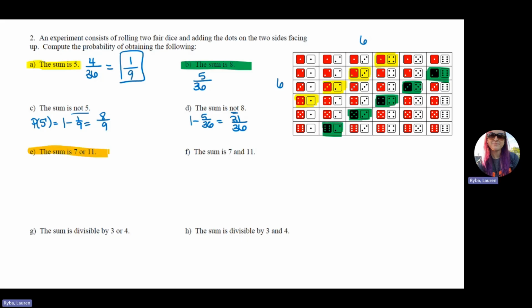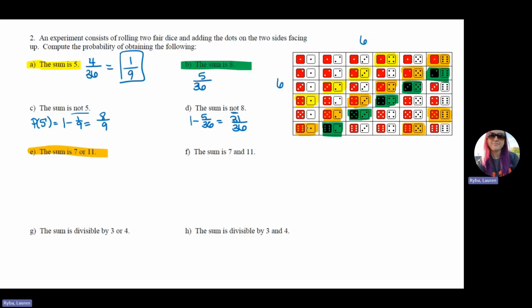The sum is 7 or 11. So or means I'm just going to add them all together. So here's my sums of 7. 6 and 1, 5 and 2, 4 and 3, 3 and 4, 2 and 5, 1 and 6. 11 is made with 6 and 5 or 5 and 6.